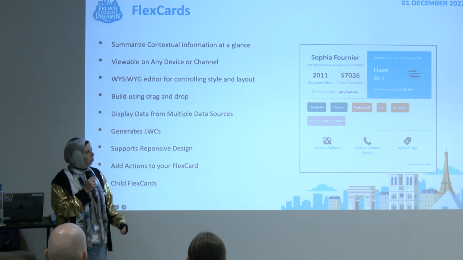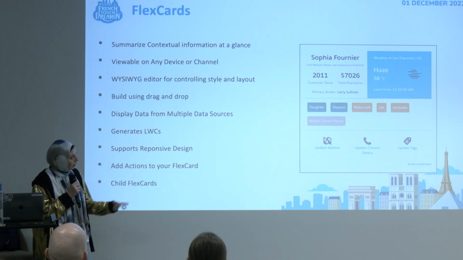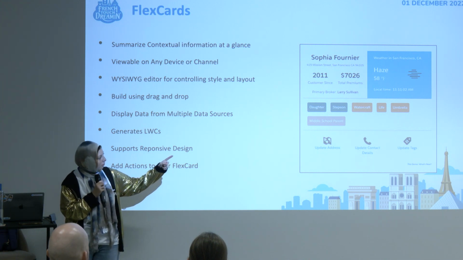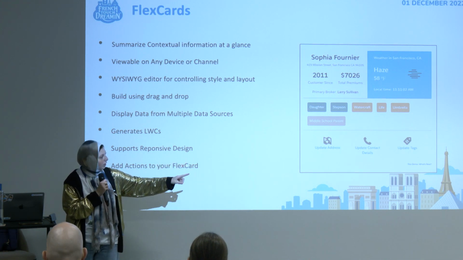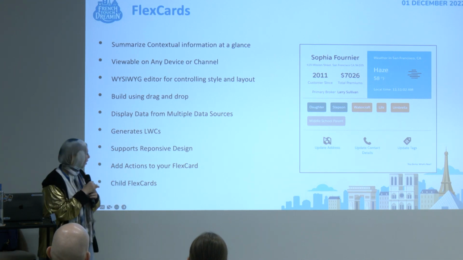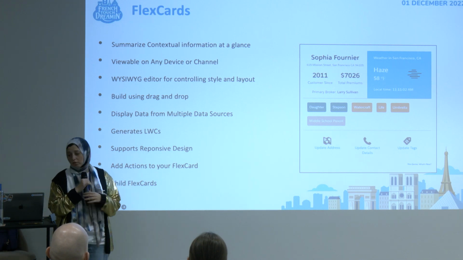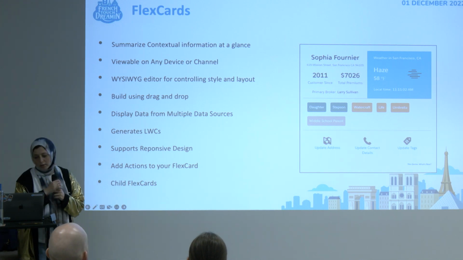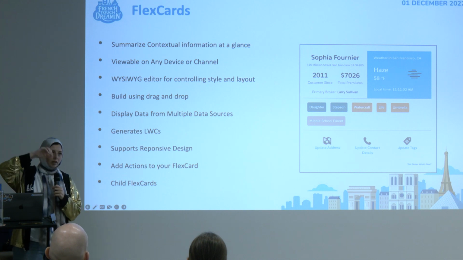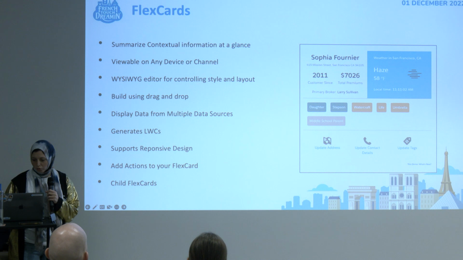As we mentioned, it generates a Lightning Web Component when activated, and you can also add actions to your Flexcard. As you can see here, you have the actions down there, like updating address, updating contact details, and other actions that you can add as well. You can also add child Flexcards, so it can be a parent Flexcard with a child Flexcard inside it. So now let's go to Salesforce to see this.